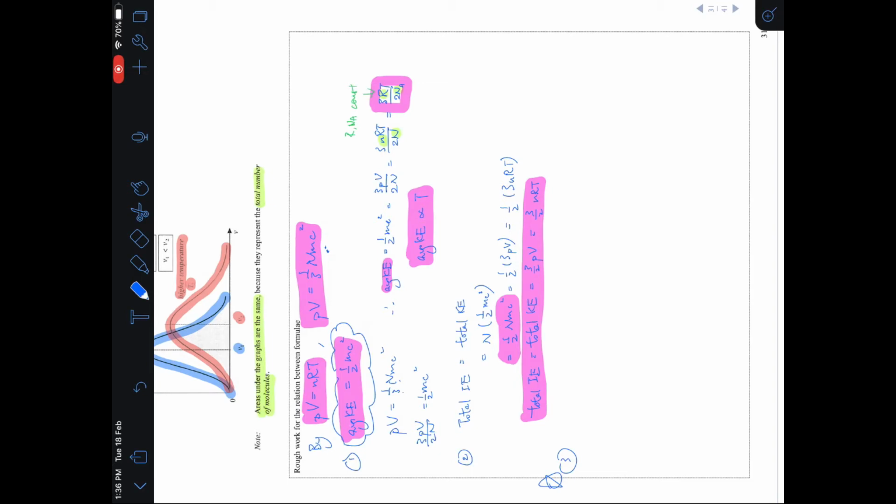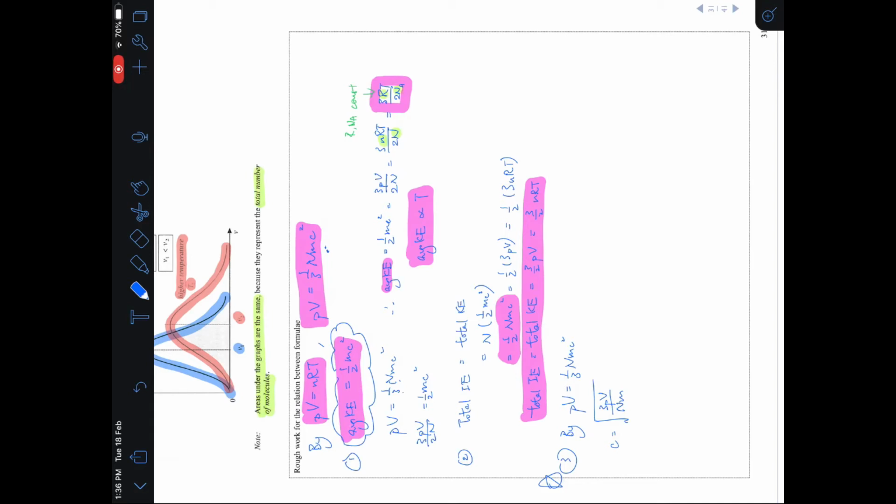We have two ways to do it. Either way is quite simple. I'll demonstrate the first one to you. By PV equals 1/3 NMC squared, you have C squared here, right? So you just change the subject. Then you can directly get 3PV over NM, and then take a square root. This is the root mean square speed.